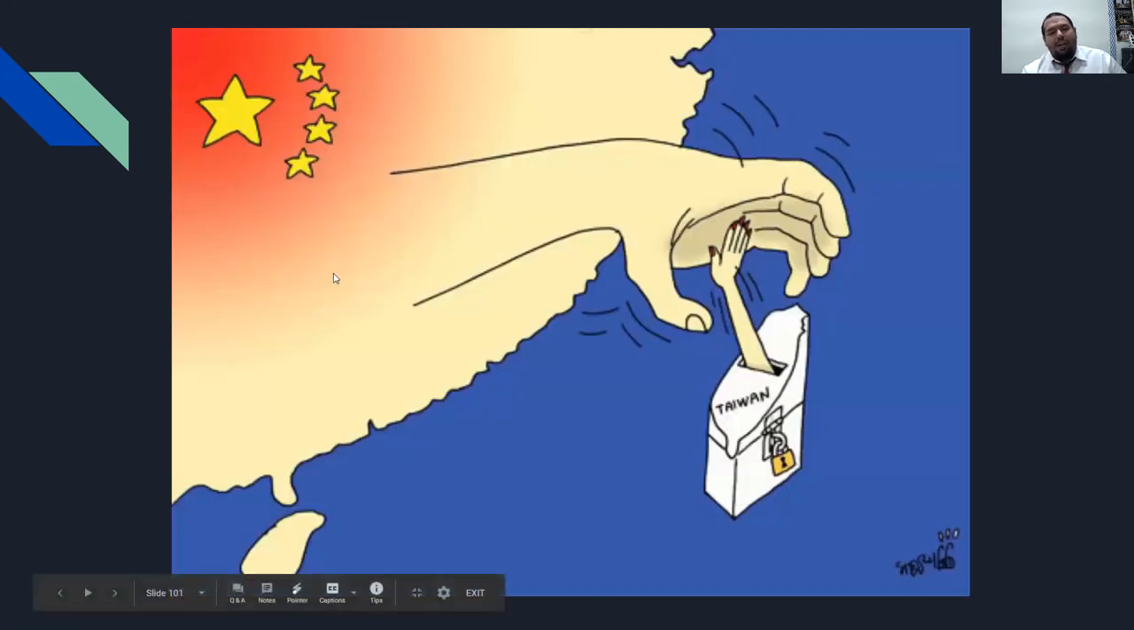So here you have a political cartoon of mainland China trying to grab Taiwan under their grasp. And as you know, Taiwan has painted nails signifying female, to them, the weaker sex, right? Can't touch this, they're locked.